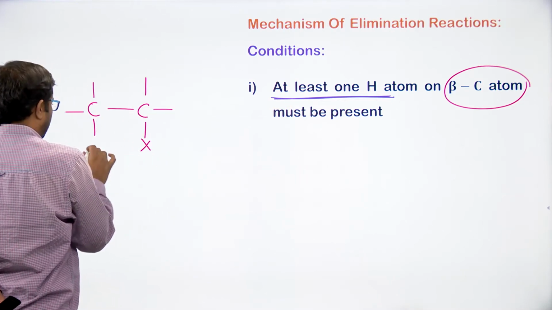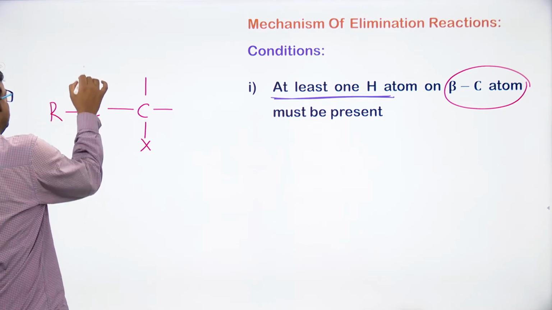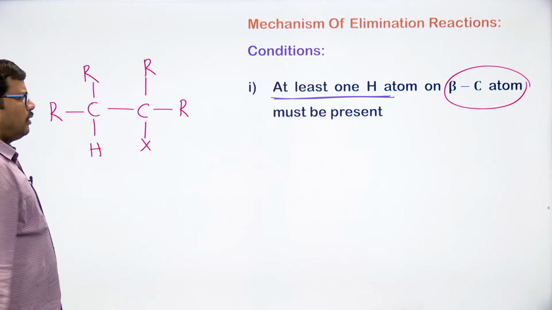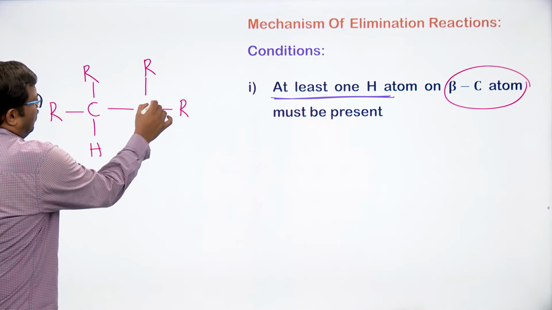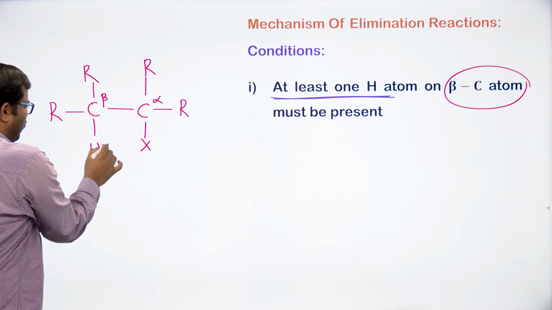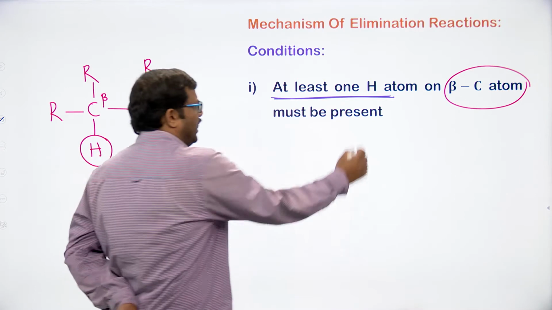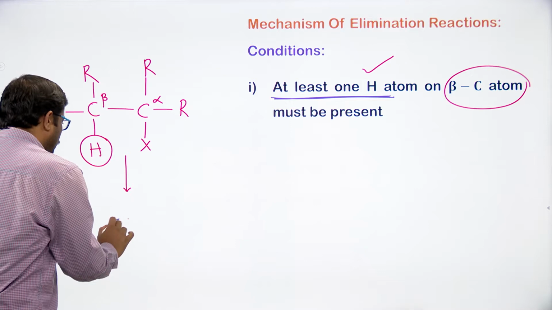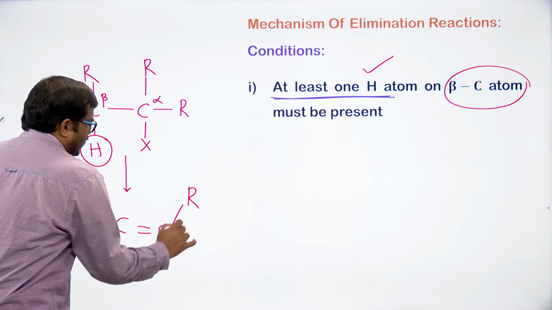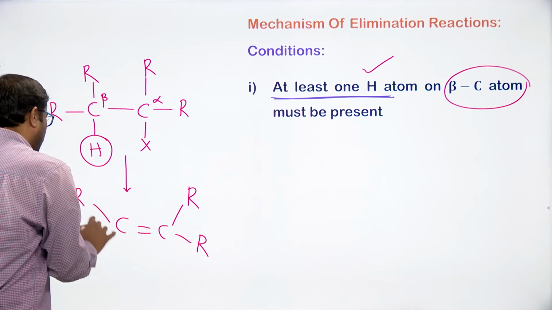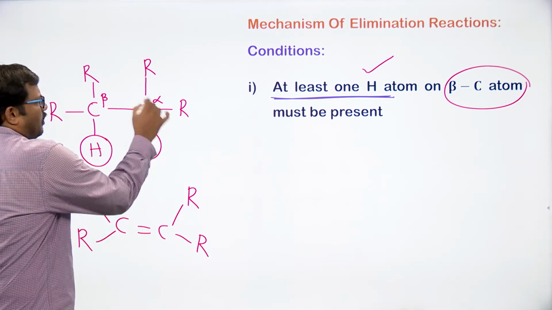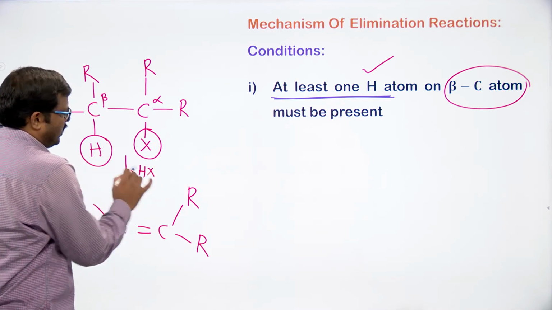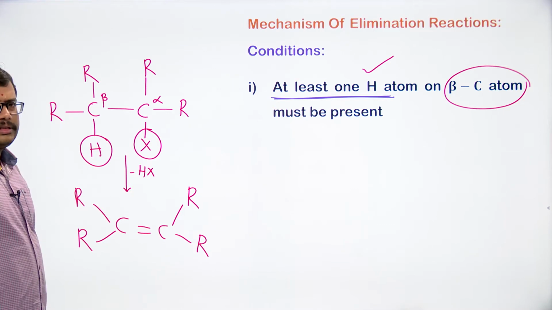if we have it this way, okay, these are R groups, let us say some alkyl groups. So, we have one beta hydrogen. This is the alpha carbon and this is the beta carbon. On the beta carbon we have one hydrogen. So, at least one hydrogen atom should be present to expect the elimination. So, this will give us the corresponding eliminated product this way. Okay, when X is removed from the alpha carbon atom and H is removed from the beta carbon atom, HX is removed in the reaction, eliminated, and we get an alkene as a product.